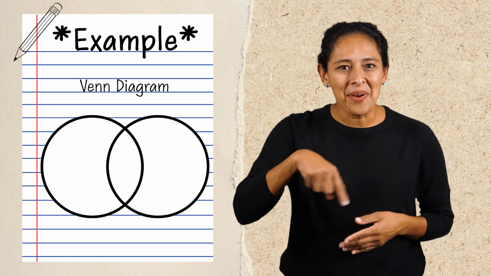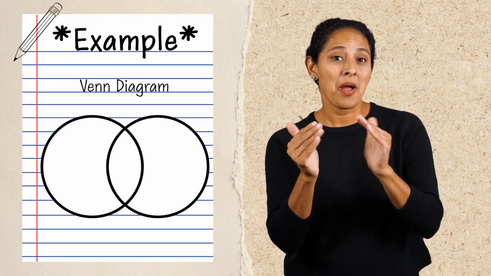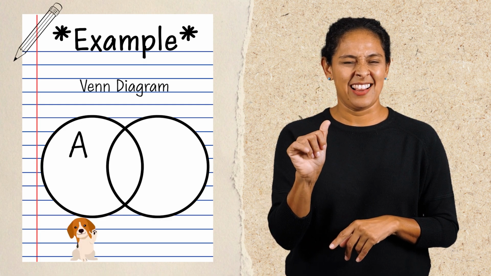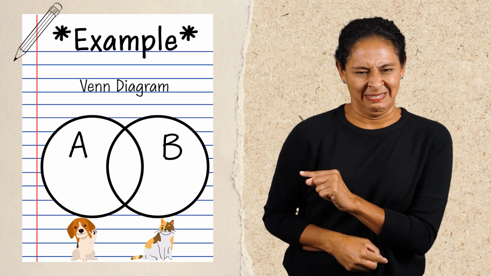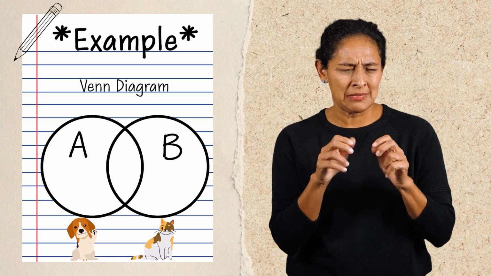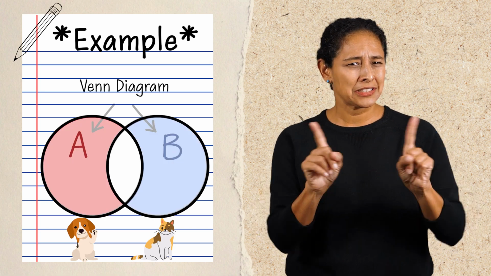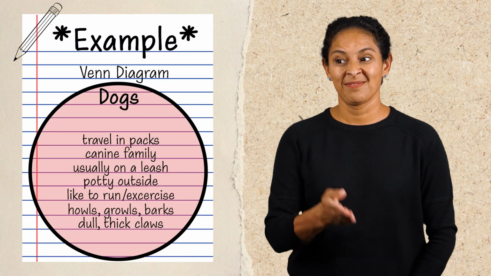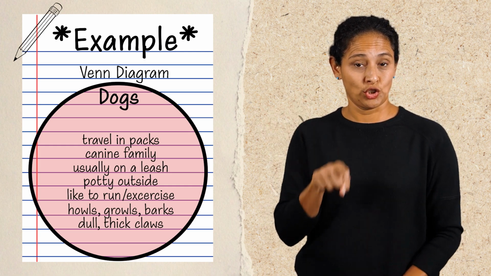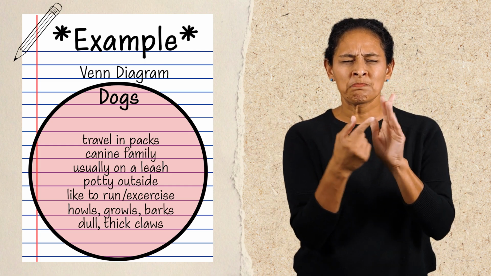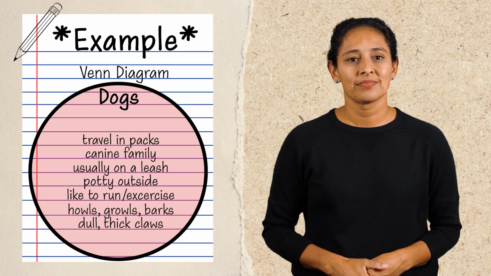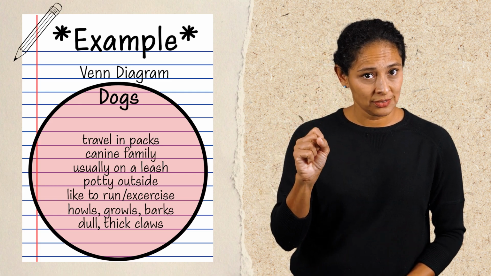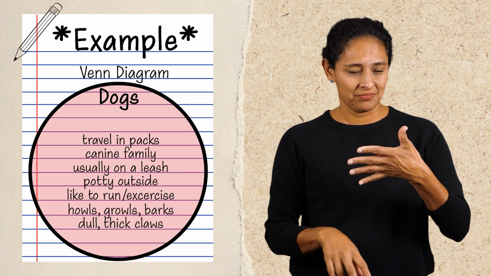Let's use an example topic to help us. Let's compare and contrast dogs, A, and cats, B. First, let's look at how dogs and cats are different. On the dog circle, you see all specific information about dogs. Let me point out what is put down here. The title is dogs. Their characteristics are listed as follows.